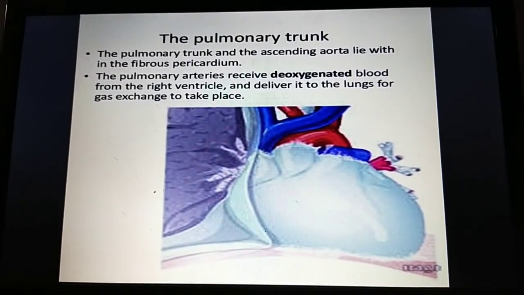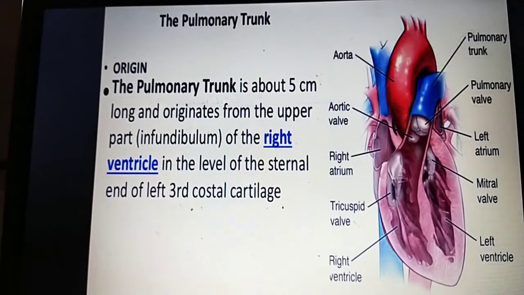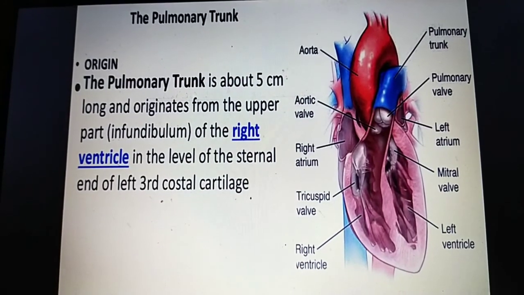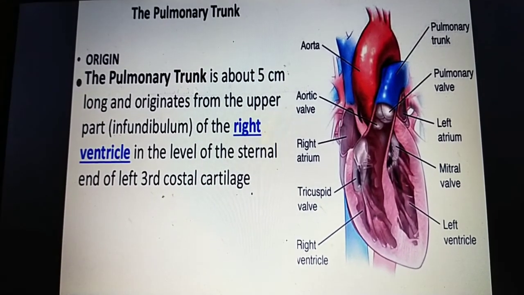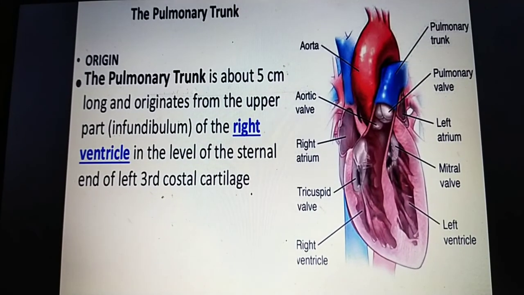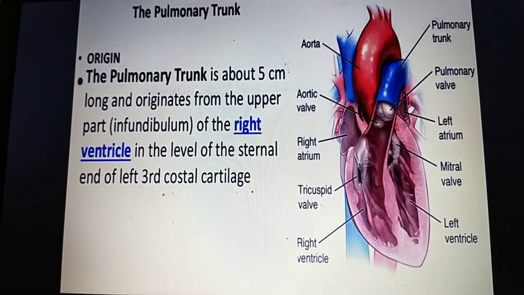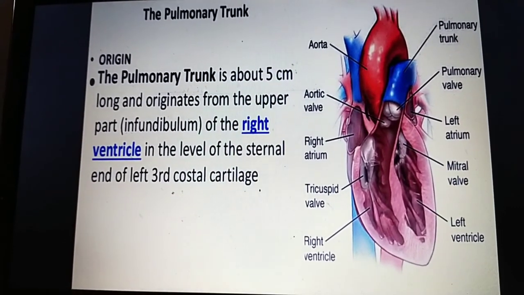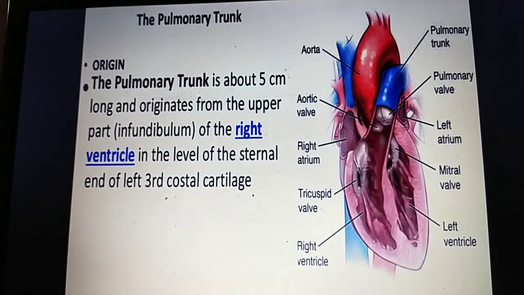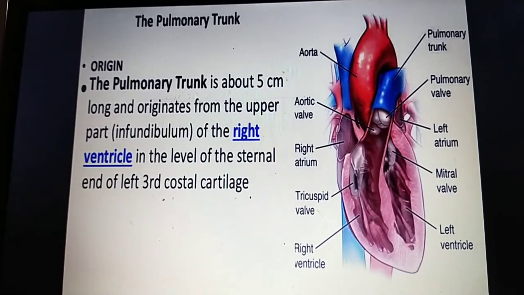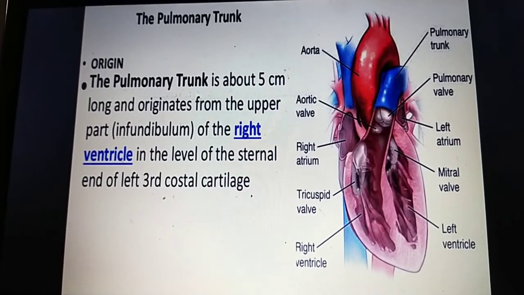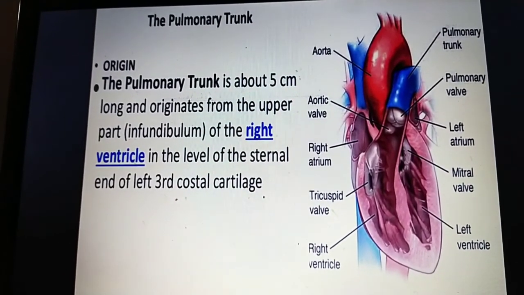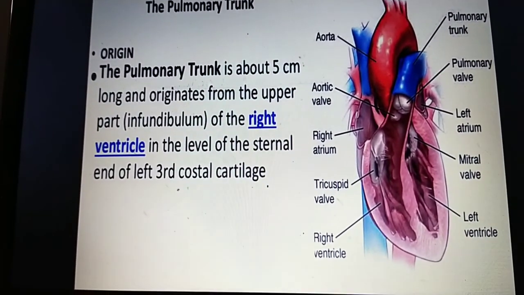exchange to take place. Then, origin of the pulmonary trunk. The pulmonary trunk is about 5 centimeters long, originating from the upper part of the right ventricle at the level of the sternal end of the left third costal cartilage, or you can say the sternal angle, just left to the level of the left third costal cartilage, or at the level of the T4 and T5 thoracic vertebrae. Its length is 5 centimeters and width is 3 centimeters.